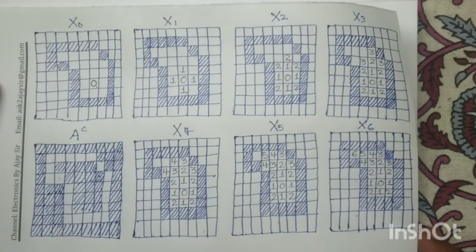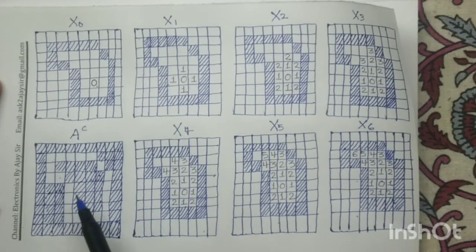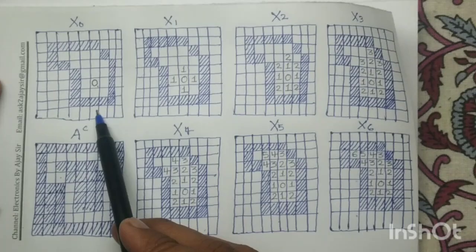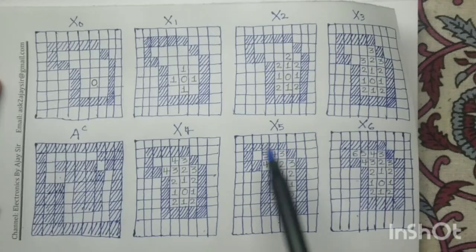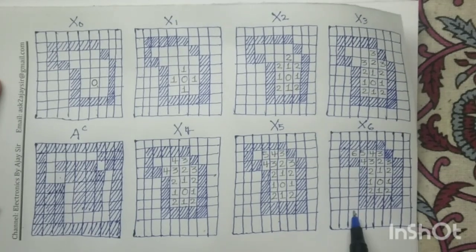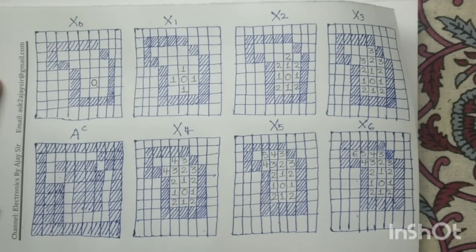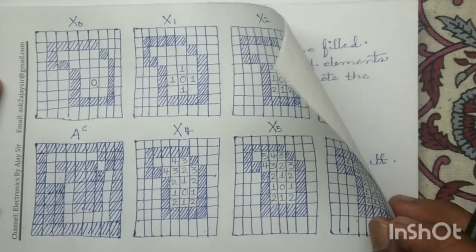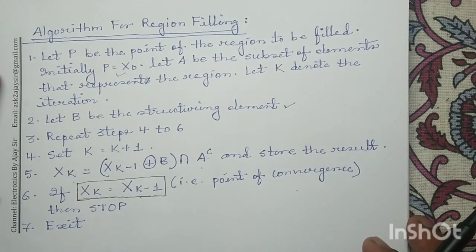So now here I have summarized my region filling operation. This is the complement of the image A. This is the output of my 0th iteration. This is the output of my first iteration, second iteration, third iteration, fourth iteration, fifth iteration, and sixth iteration. After the sixth iteration, when I performed the seventh iteration, I found the output of the seventh iteration and the output of the sixth iteration are the same, and hence I stop my region filling operation at the seventh iteration. And this is the algorithm which I have followed in the region filling operation.